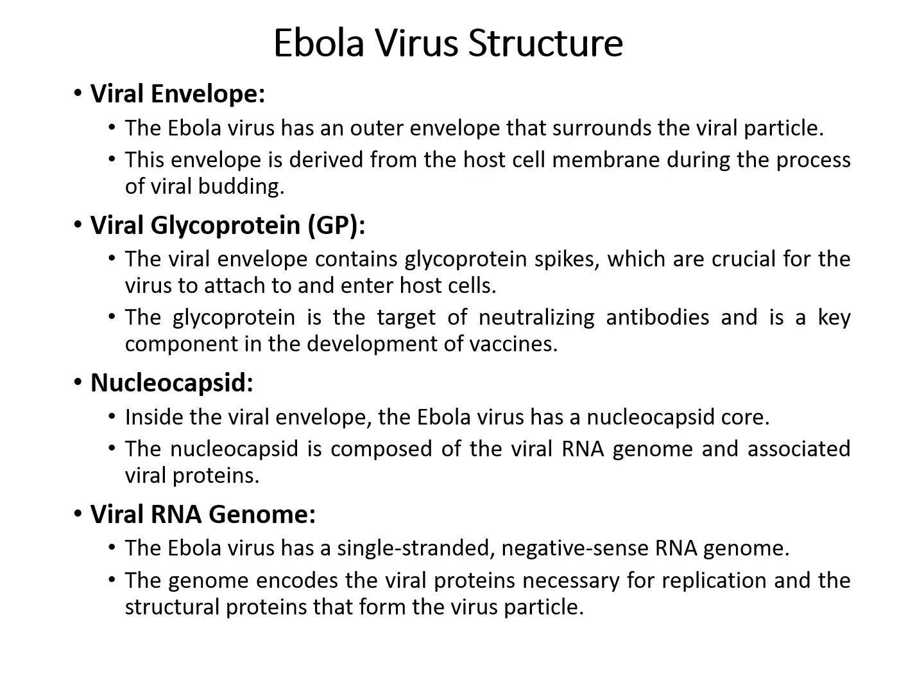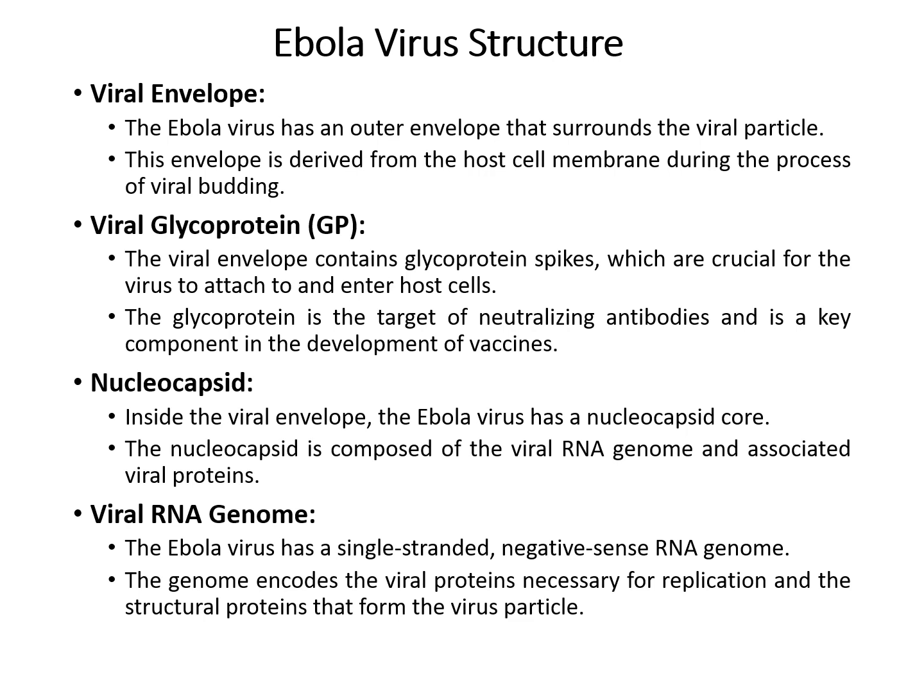The Ebola virus has an outer envelope that surrounds the viral particle, and this envelope is derived from the host cell membrane during the process of viral budding. As we discussed in an earlier chapter, when a virus replicates, it takes everything from a host. So the envelope of the Ebola virus is derived from the host cell membrane.